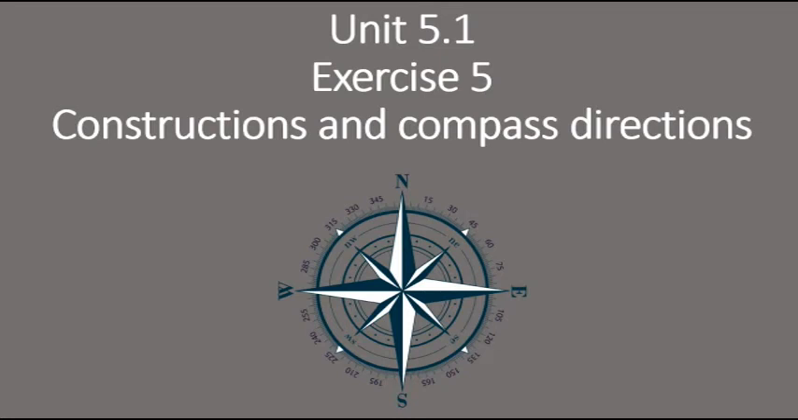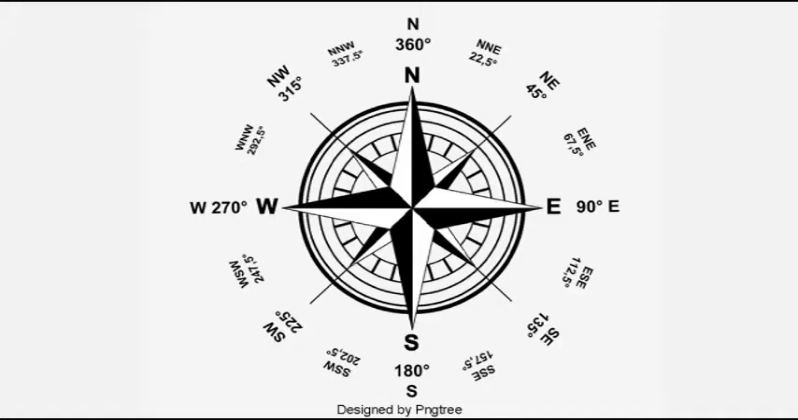Compass directions. Now we are going to learn today how to construct directions by using a compass. This is just a compass with our north, east, south and west, and all the others in between: the northeast, the southeast, the southwest and the northwest. I think that is about what you have to know for this lesson.